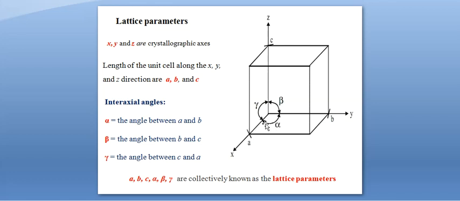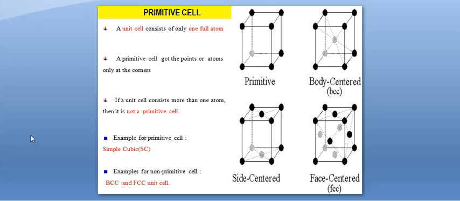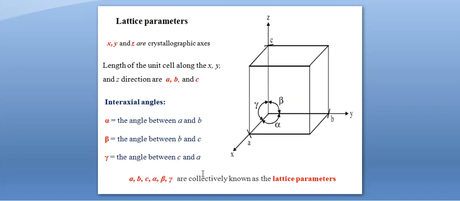Alpha is the angle between A and B. Beta is the angle between B and C. Gamma is the angle between C and A. This alpha, beta, gamma and A, B, C are collectively known as the lattice parameters. So the lattice parameters are A, B, C and alpha, beta, gamma. Based on alpha, beta, gamma and A, B, C, we group the crystals into 7 crystal systems.